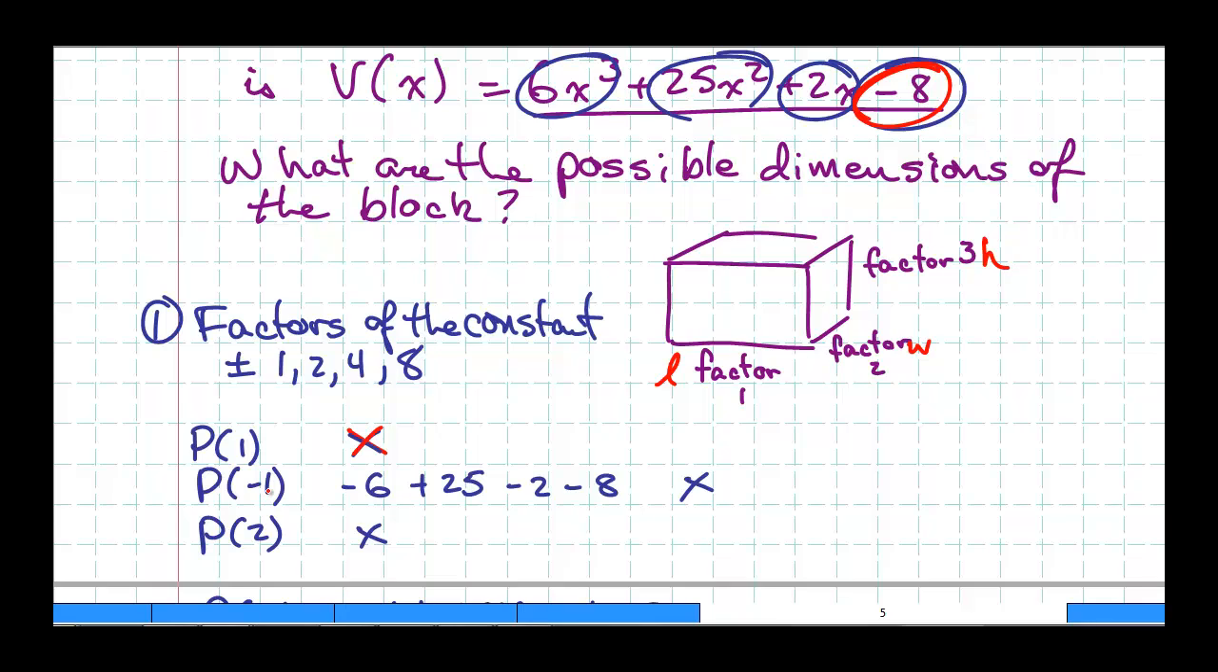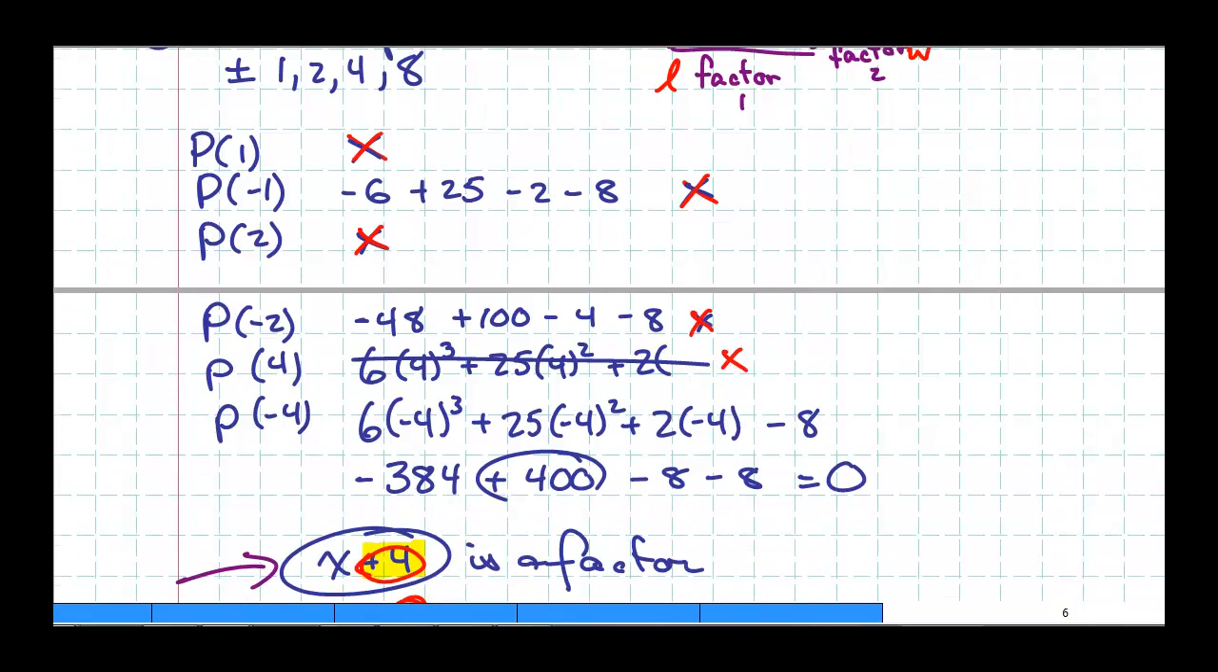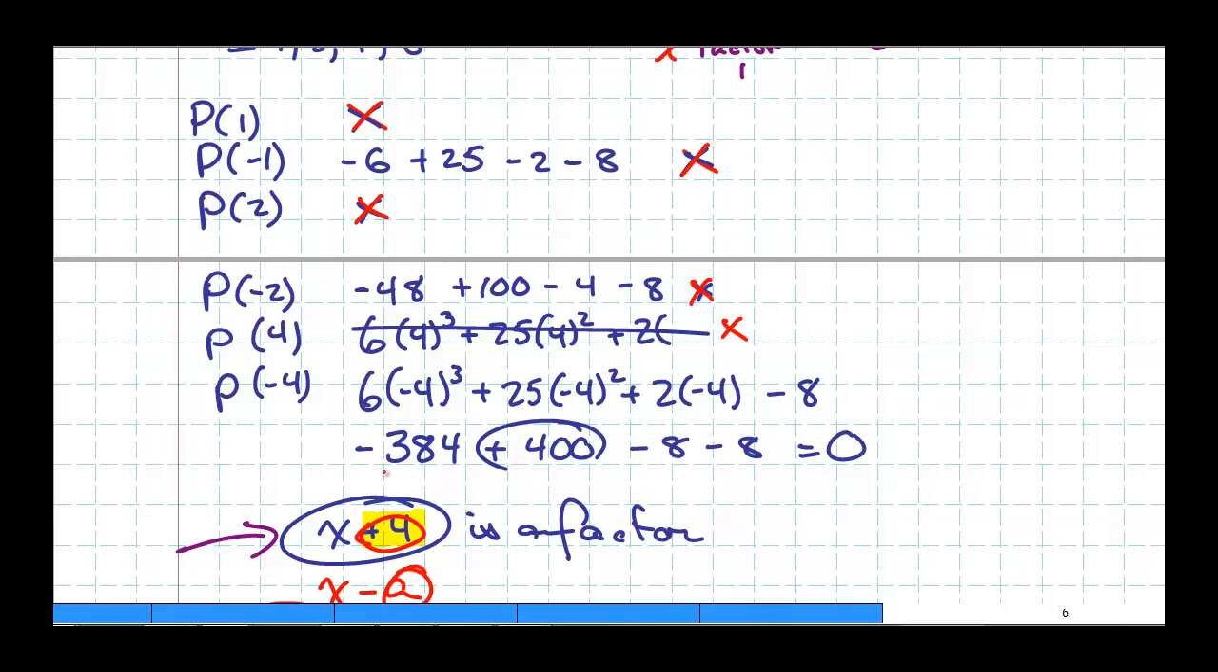-1, possibly. So 6 times -1 cubed was -6. 25 times -1 squared was 25. 2 times -1 was -2, but that didn't work either. We tested 2, which wasn't going to work. In fact, any of the positive numbers wasn't going to work. Tested -2. I'll let you test that on your own. 4 didn't work. We knew it wasn't going to. But -4 finally did. Took a little while to get there, but we got to -384 plus 400 minus 8 minus 8, and that equaled 0.